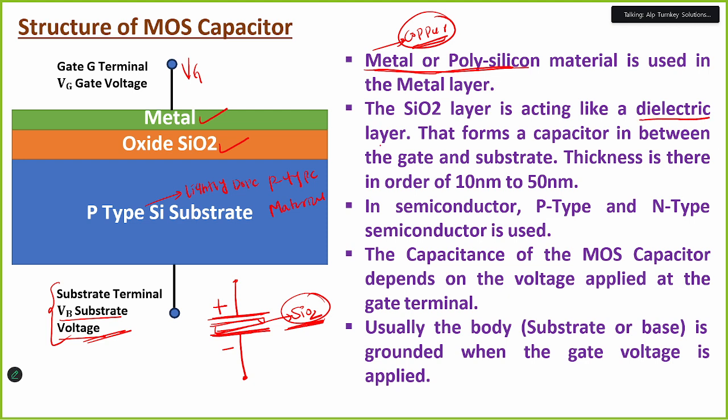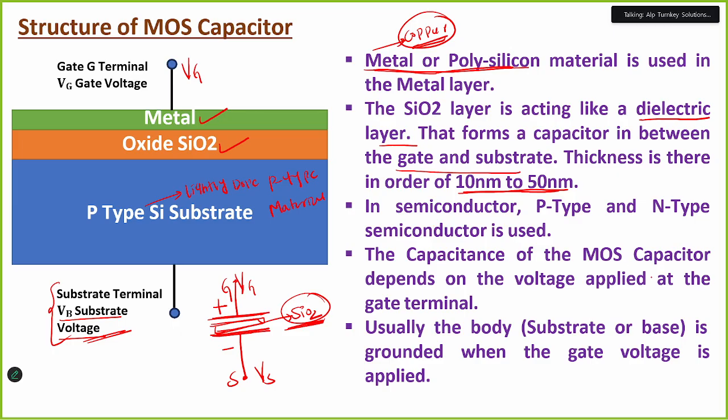The dielectric layer forms a capacitor between gate and substrate. These are the two terminals: this is gate and this is substrate. The thickness is of the order of 10 nanometer to 50 nanometer. In the semiconductor, p-type and n-type semiconductors are used.